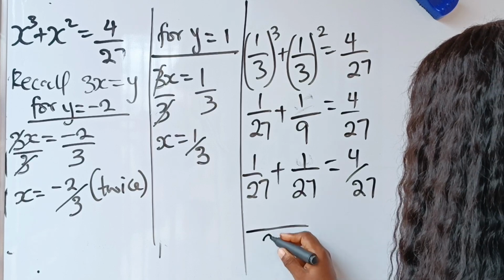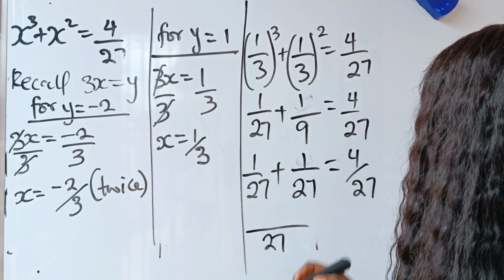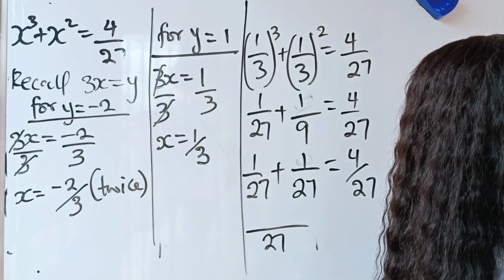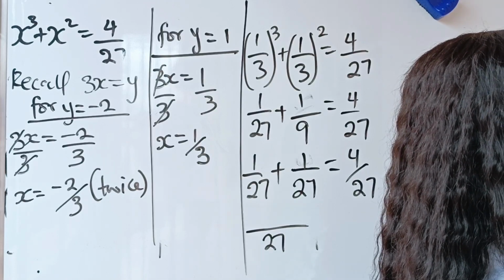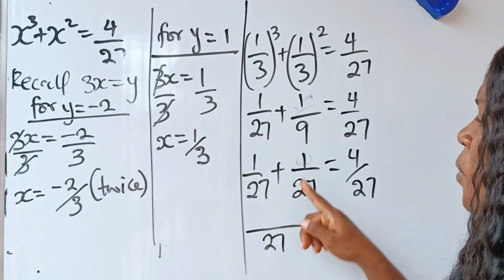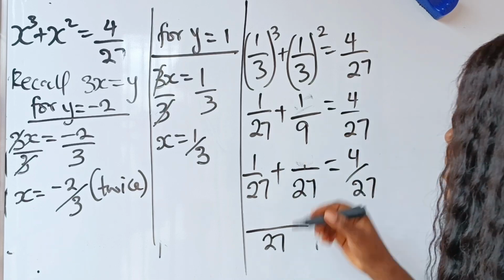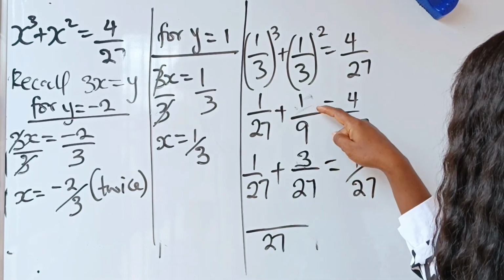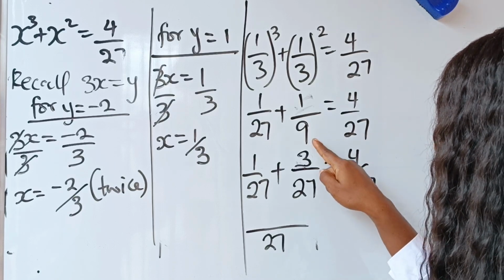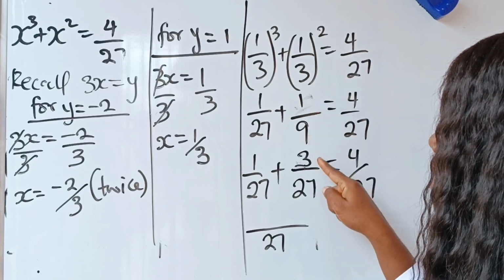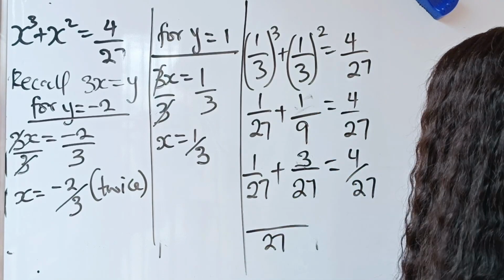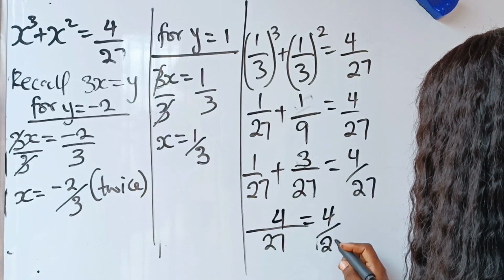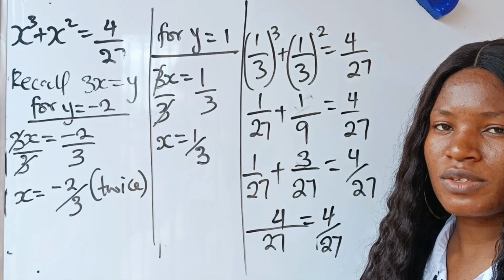Now we have the same denominator, we just add the numerators. Sorry, what did I do wrong here? Sorry, 1 times 3 is 3. I knew that something was wrong somewhere. Recall that to get this, 9 times 3 will give us 27. So 1 times 3 will give us 3 and not 1, sorry. So 1 plus 3 will give us 4. So we have that 4 over 27 is equal to 4 over 27.